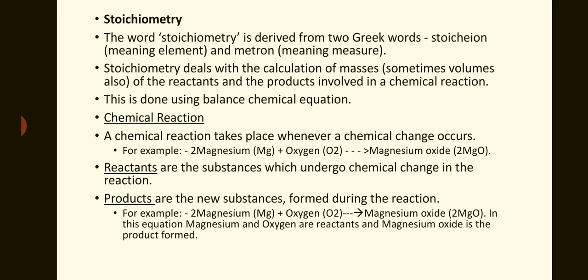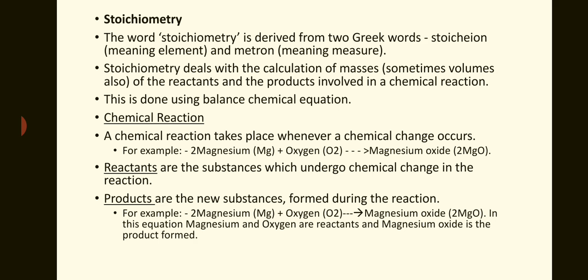Now, stoichiometry deals with the calculation of masses, sometimes volume also, of the reactants and the products involved in a chemical reaction. And for this, we need to remember the periodic table, the atomic number of the elements, and their atomic masses from the periodic table. And this is done using a balanced chemical equation.